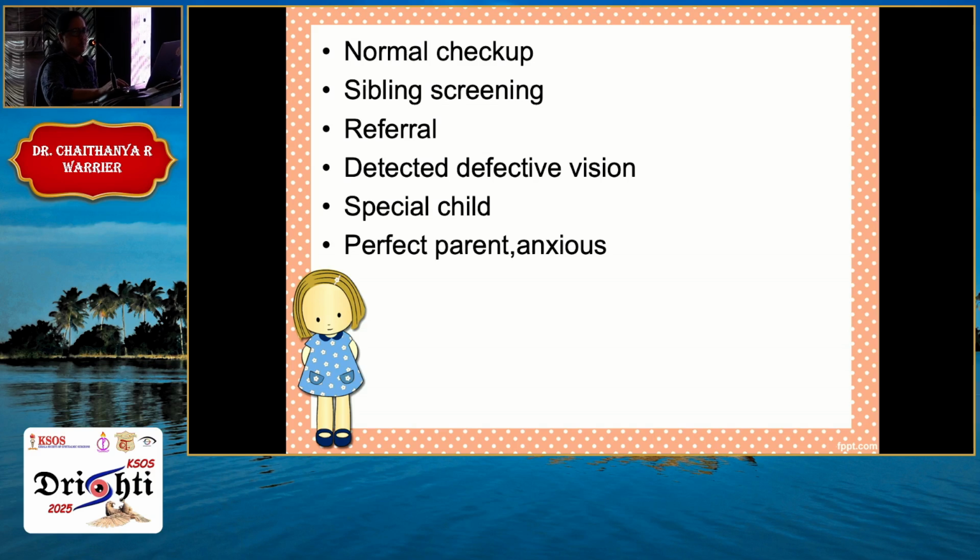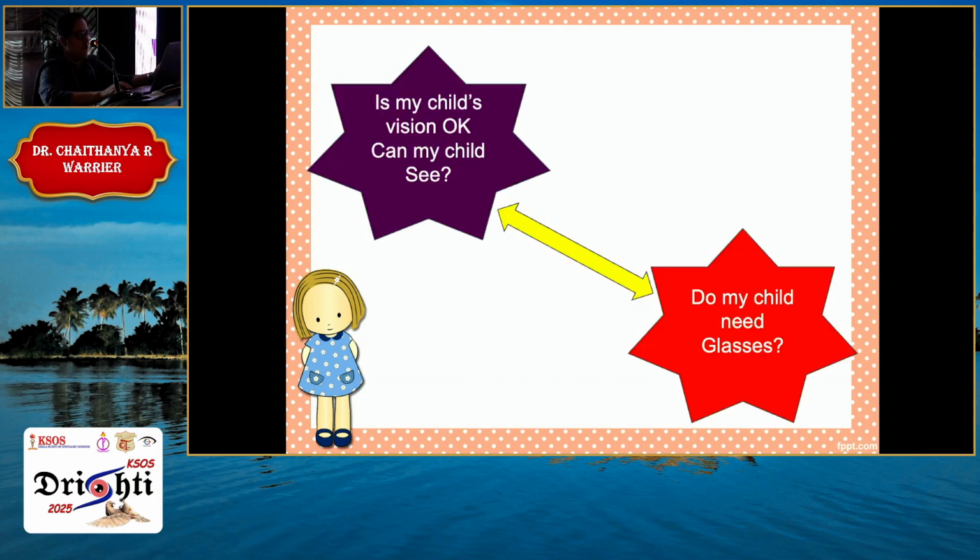Different types of patients will be coming to our OPD for different sets of checkup: as part of a normal checkup, for sibling screening, as part of referral, for detected defective vision, or as a special child. For any patient coming to OPD, two questions are very important. The parents will be asking, is my child's vision okay? Can my child see? Or the next will be, does my child need glasses? There will be a tug of war between these two questions and we need to answer them properly.